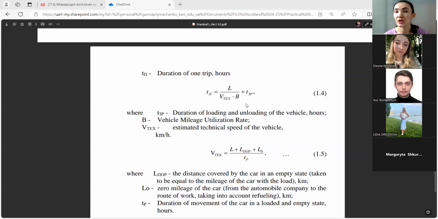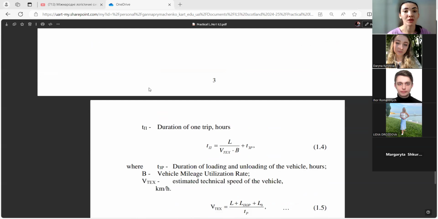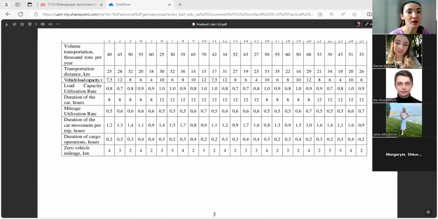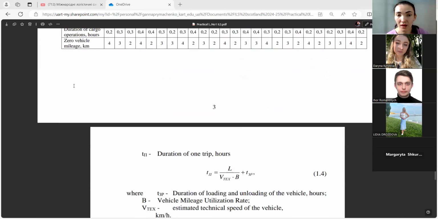And after it, we need to find what beta means. It is, we can show it here, the vehicle mileage utilization rate. Find it in our variant, in table 1.1. So it is the vehicle mileage utilization rate, find it. Maybe it is not in some kilometers or hours. Maybe it is as an index we used.